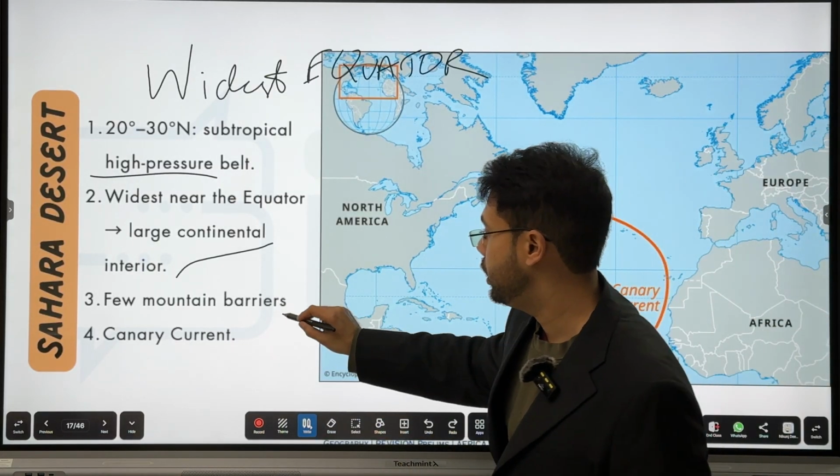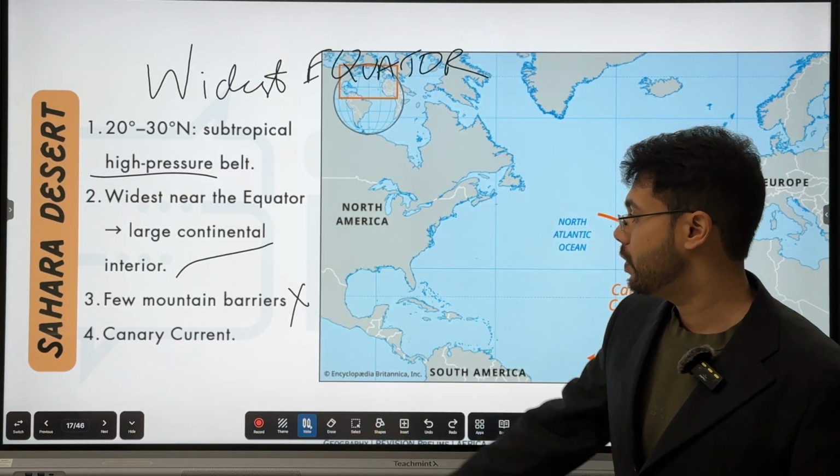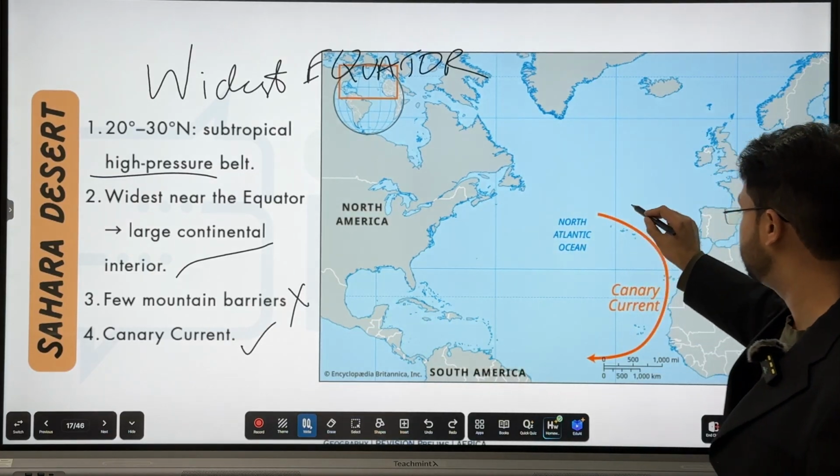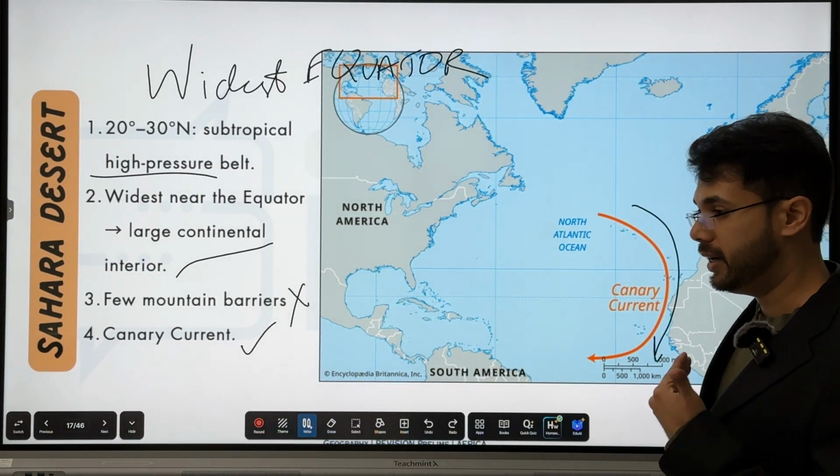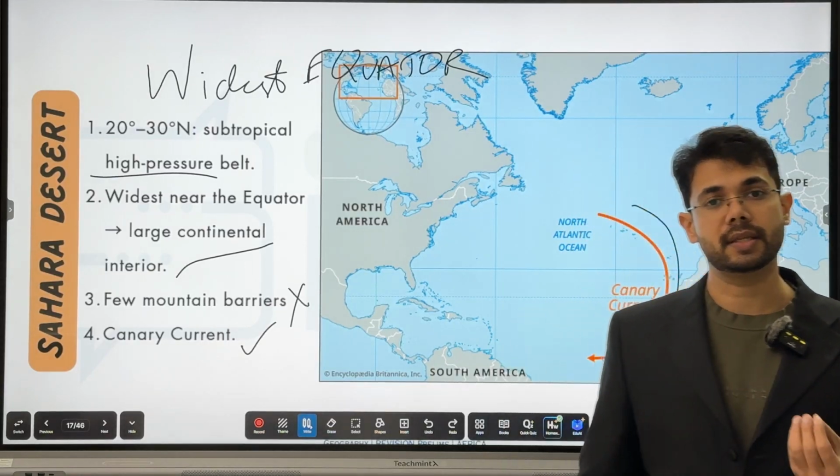There are almost no mountain barriers. And finally, this Canary current. Because of this current, there will always be an intensified high pressure over the Sahara desert.